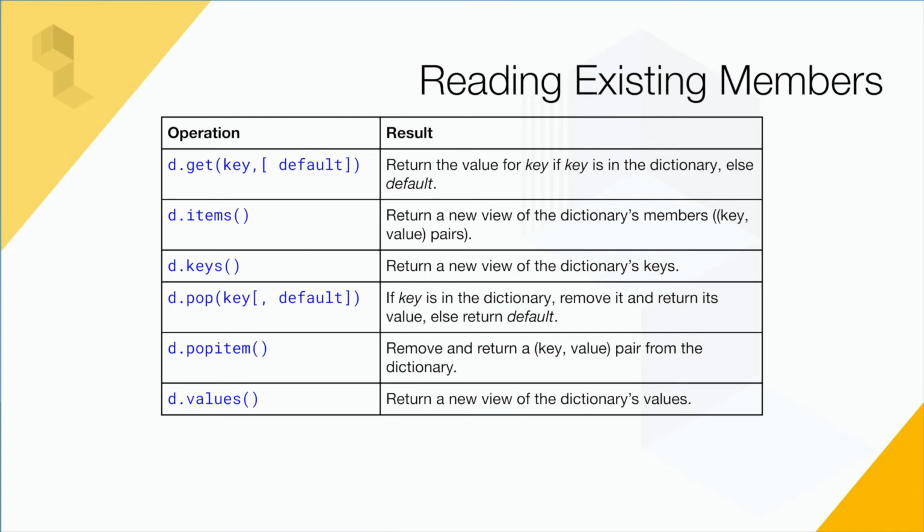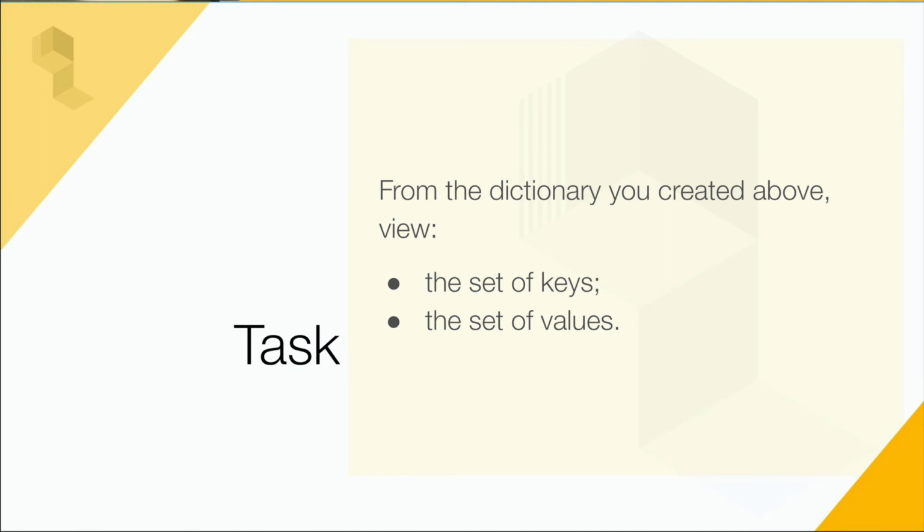In the table that's provided, the word view refers to a special type which behaves like a list but it's not a list, but we can change it into a list by casting it into a list as we've seen before. So here's a task for you. From the dictionary you created above, view the set of keys and the set of values using the methods provided in the table.